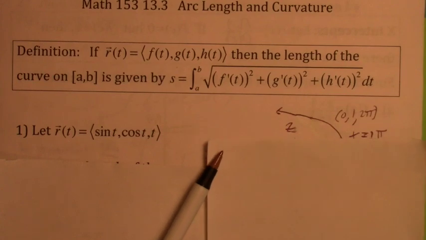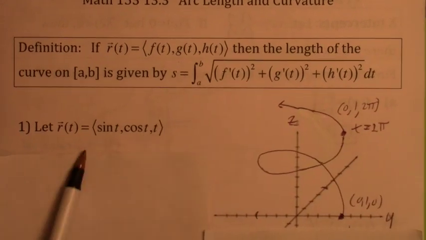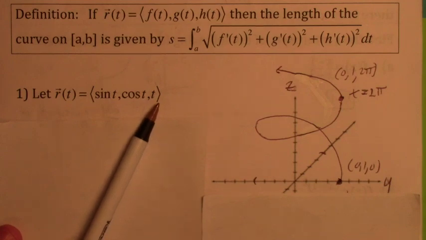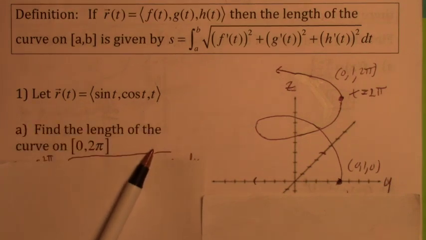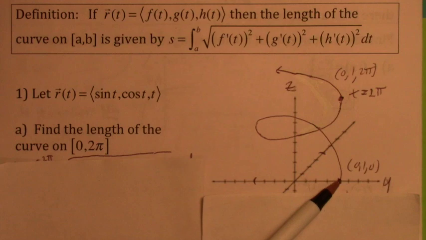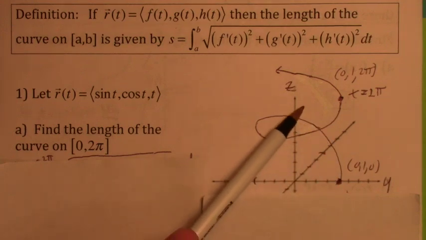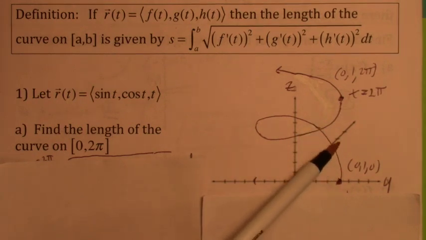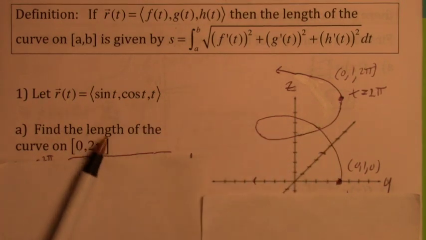For example, if you're given a vector function r of t equals sine t, cosine t, and t, and you wanted to find the length of the curve from 0 to 2 pi. So you're starting here at t equals 0, and you're bending around once, and at t equals 2 pi, you're directly above this point, 0, 1, 0. So I want to find the length of this curve.